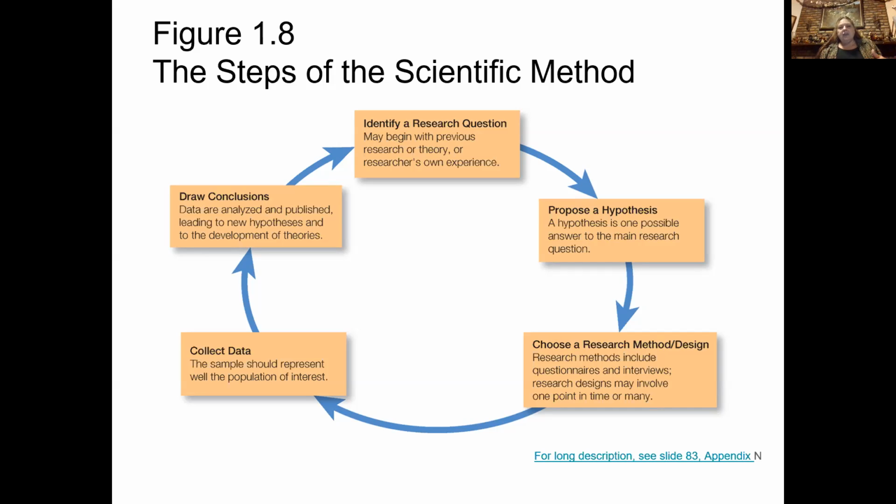After you do all of that, you may come up with a new research question. Or maybe theories that are in place may have to be modified based on a number of findings that support your finding. Anyway, sorry, I get a little wordy on these things. So it's circular. You identify a new question, propose a hypothesis, choose your method, collect data, draw conclusions, and once again, it starts again.